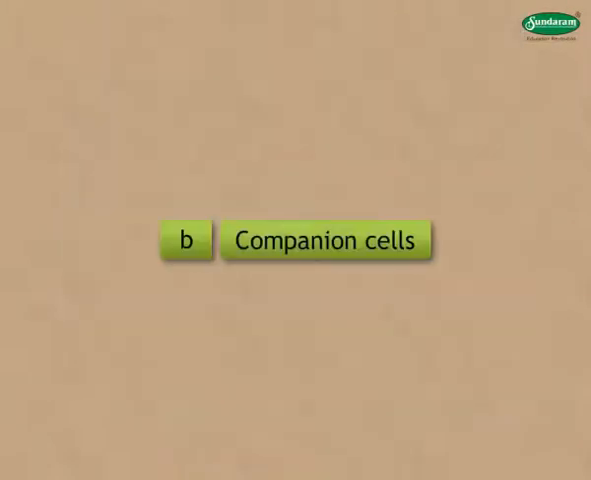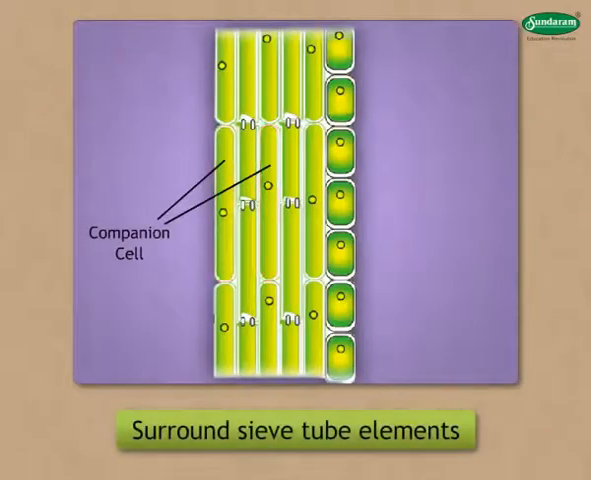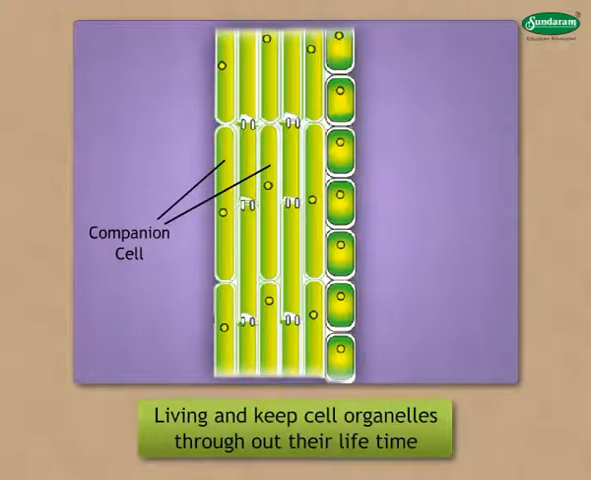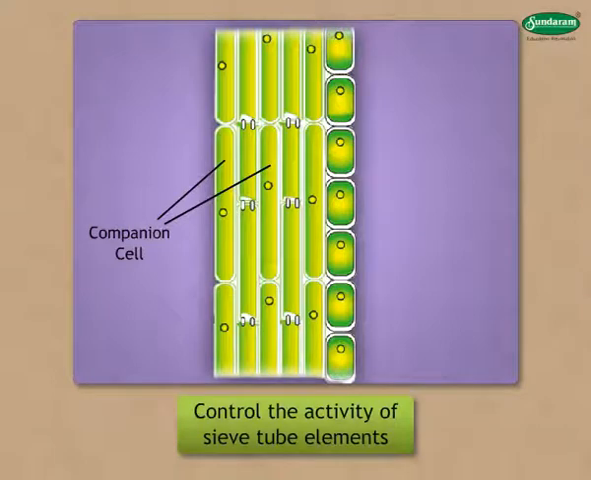B. Companion cells are phloem cells that surround sieve tube elements. Companion cells are living and keep their nuclei and other organelles throughout their lifetime. Companion cells are believed to control the activity of sieve tube elements.